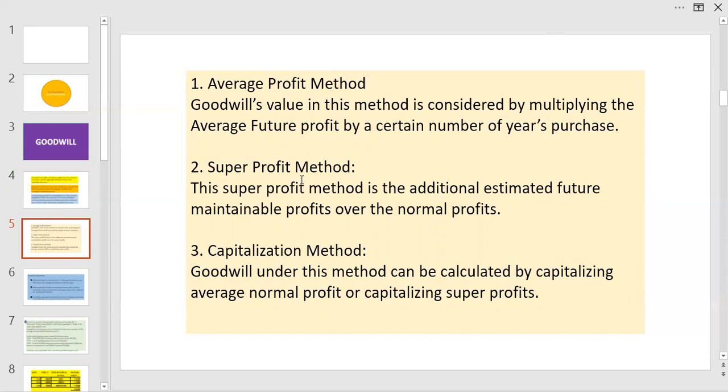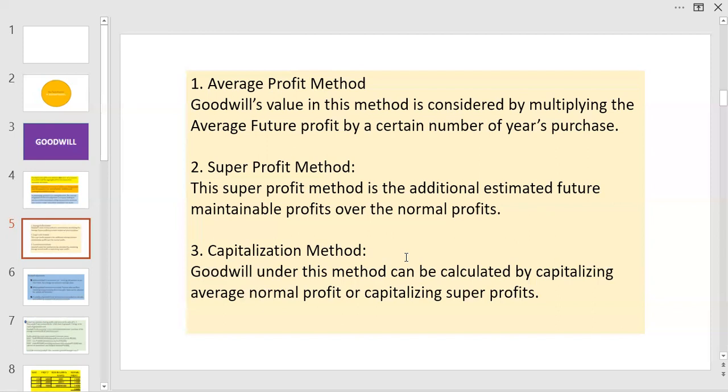Next is the super profits method. Super profit is the extra profit that is made by the business over the market norm. In other words, making profit better than the market average profit made by other similar institutions. Next is the capitalization method, where normal profit or super profits are capitalized.